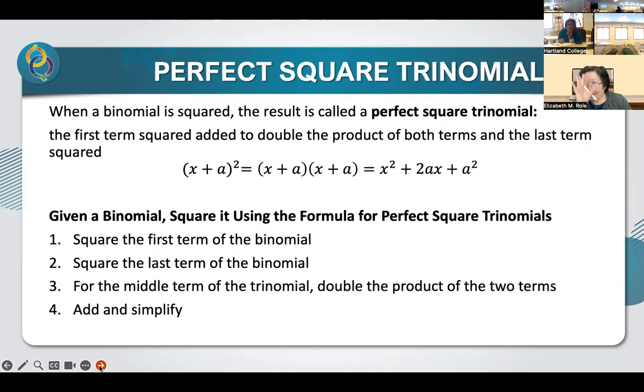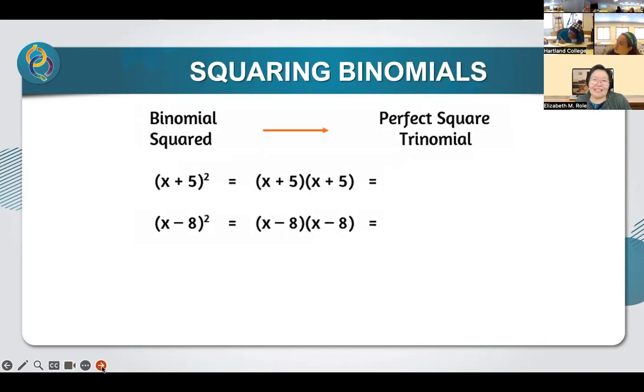So when you have a binomial and you're squaring, it's just a matter of squaring the first, twice the product of the first and the second, and squaring the second term. And that's it. You already get the answer. Right. Let's do this.